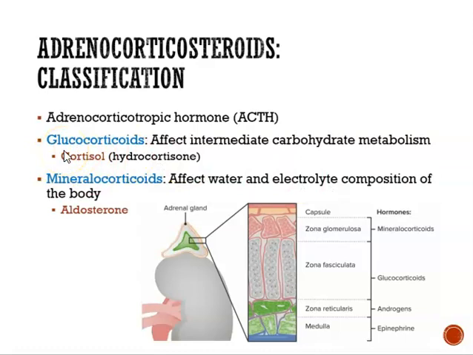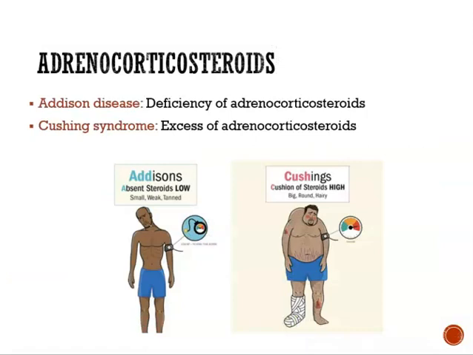Cortisol is the hormone that is released when stressed. It comes from glucocorticoids. So now we know about cortisol. We know that when stressed, for example, we have a lot of cortisol in our body. Sometimes, though, we can have too little cortisol.